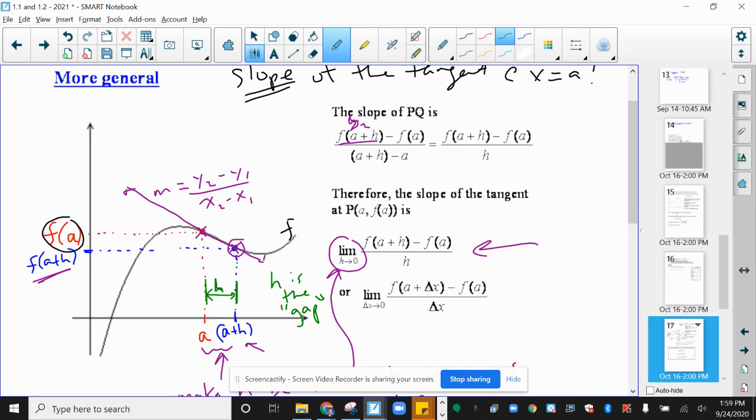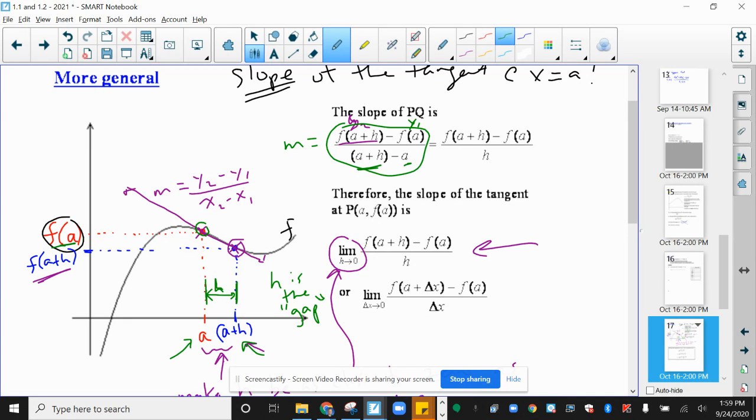My y1 is my f at a. And then my two x values, right? My x2 was this a plus h that you're seeing here, and my x1 was a. So here's my, that's just what slope equals. That's always the slope between the red and the blue dot.